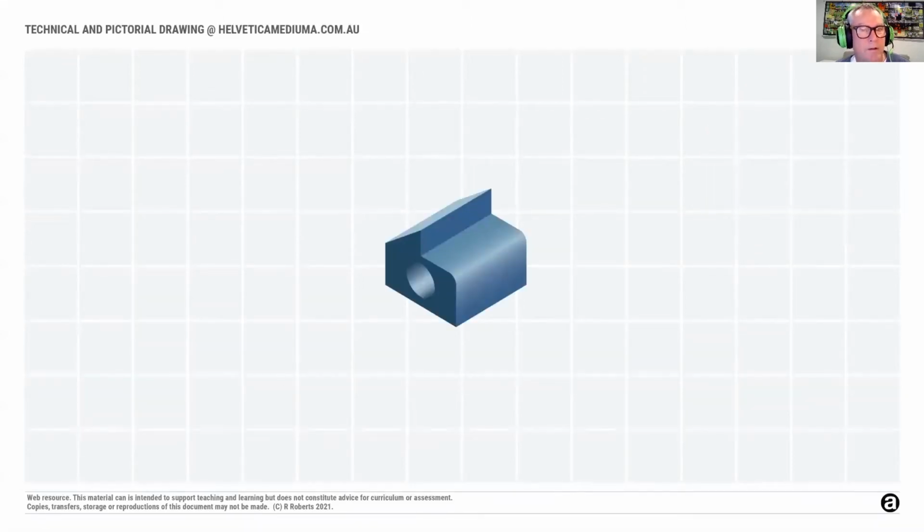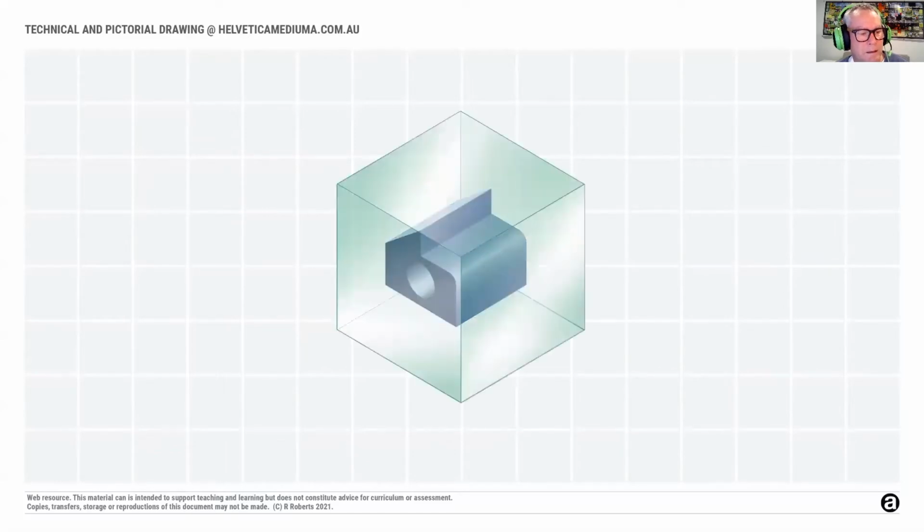Imagine a 3D object in space. To find out how a third angle orthogonal works, I place a glass box around the form. Each pane of glass will act as a projection plane on which I will draw each view.